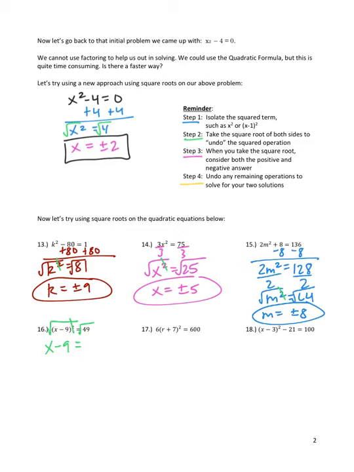Remember when we took the square root of a number before? We have a positive and a negative number. So it's a positive and negative 7. This is where step 4 is coming into play. It's a little tricky, right? We now have to undo any remaining operations to solve for our 2 solutions.